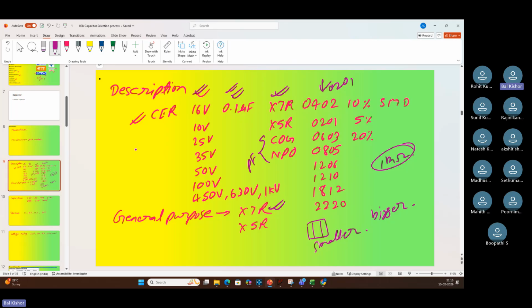Why don't I give a like example? Let us say I want to find a 10 microfarad capacitor of 50 volt. You will definitely not get it in 0603. You will have to go maybe 0805 or 1206. So these are the packages that will be able to give you up to 50 volt, otherwise they won't. But if you go ahead with, say, 10 microfarad 16 volt, you will be able to get 0603 also. Okay, so this is what happens.